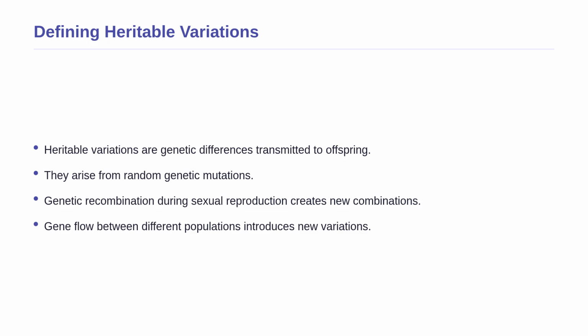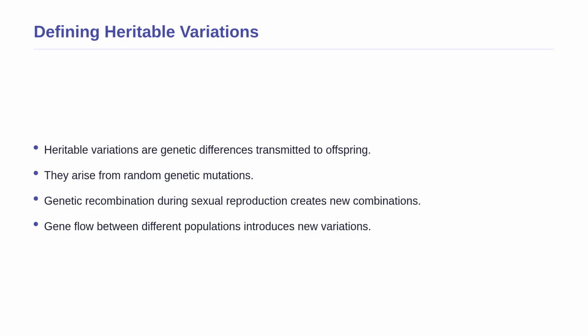Now that we understand the basic idea through our recipe analogy, let us look at the formal biological definition. In evolutionary biology, heritable variations are the genetic differences among individuals in a population that can be transmitted from parents to their offspring. But where do these differences come from?